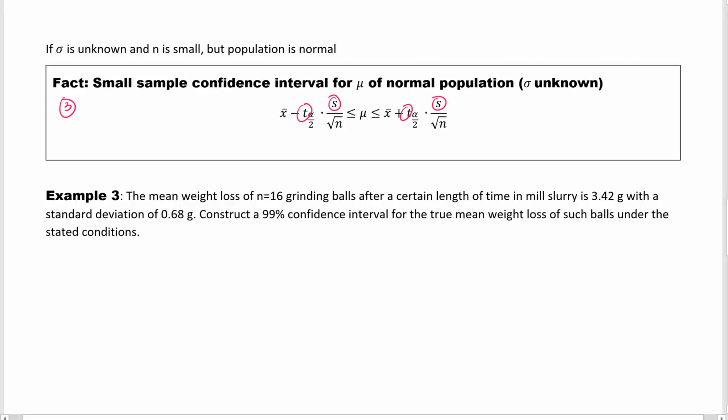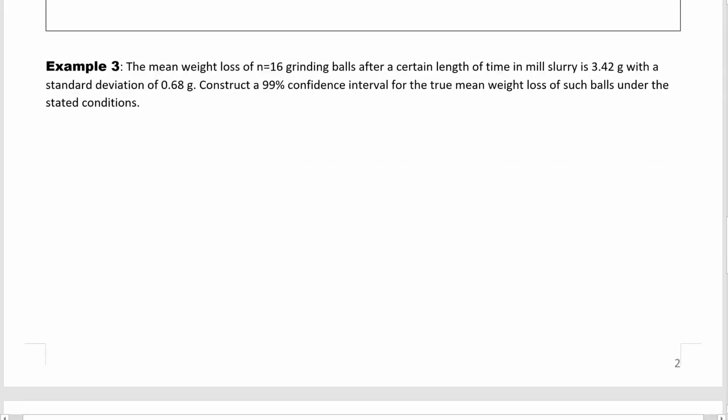Okay, example 3. The mean weight loss of 16 grinding balls after a certain length of time in meal slurry is 3.42 grams with a standard deviation of 0.68 grams. Construct a 99% confidence interval for the true mean weight loss of such balls under the stated conditions. Okay, so n is 16. 16 is small, right? It's less than 30, so it's small. And x bar is 3.42 with a standard deviation, so that is s.